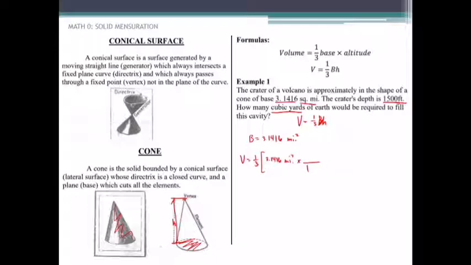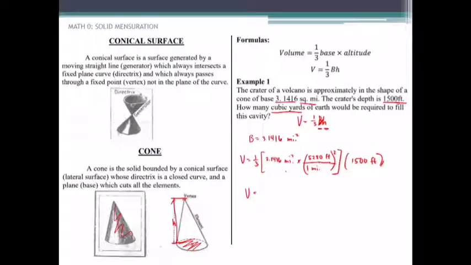So, 1 mile is 5,280 feet. And it is squared, since it is square miles, so it must be squared. So this is our base. Then, our height is 1,500 feet. Okay. So you must know the conversion factor, or else even if it is just direct substitution, the units will be wrong. Of course, the final answer will be wrong.